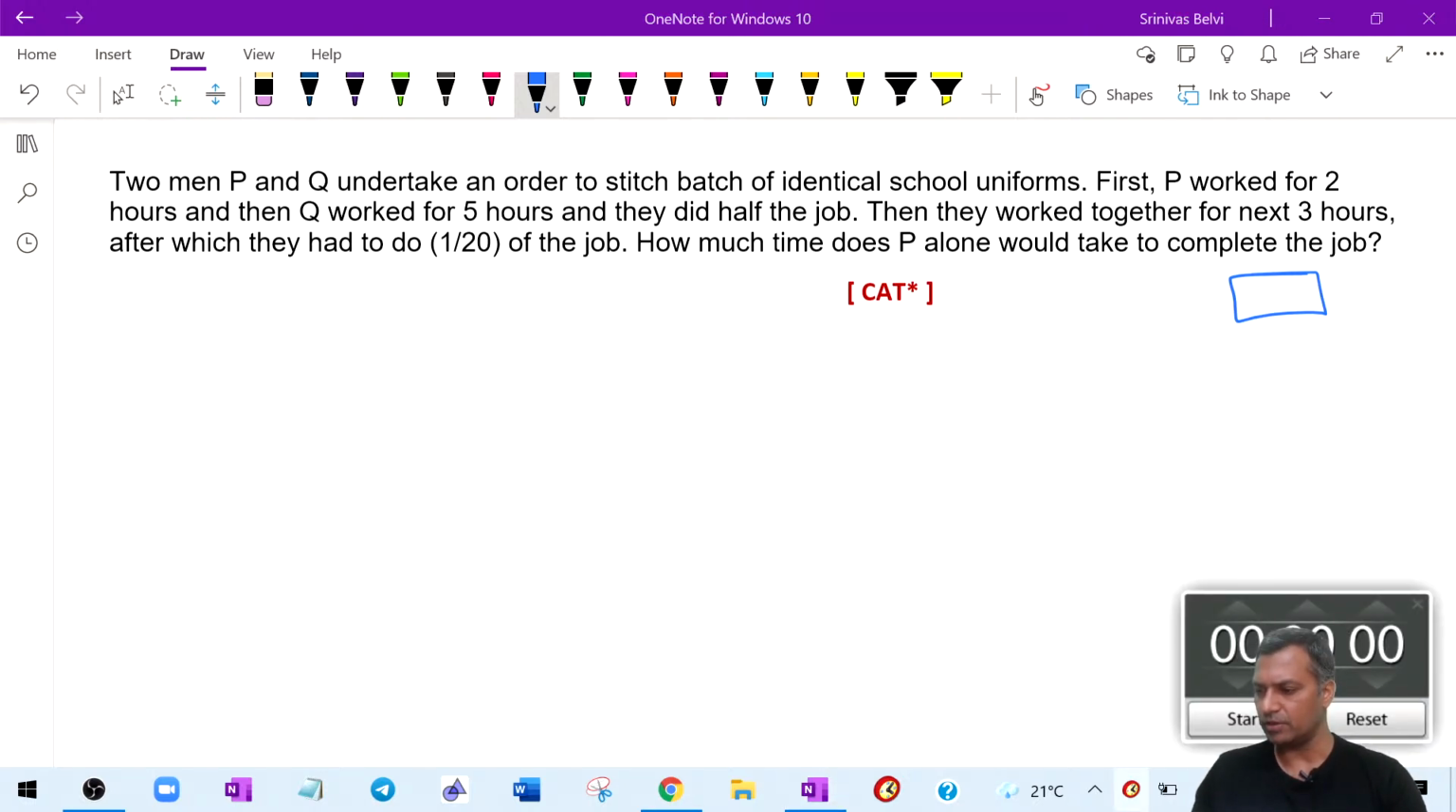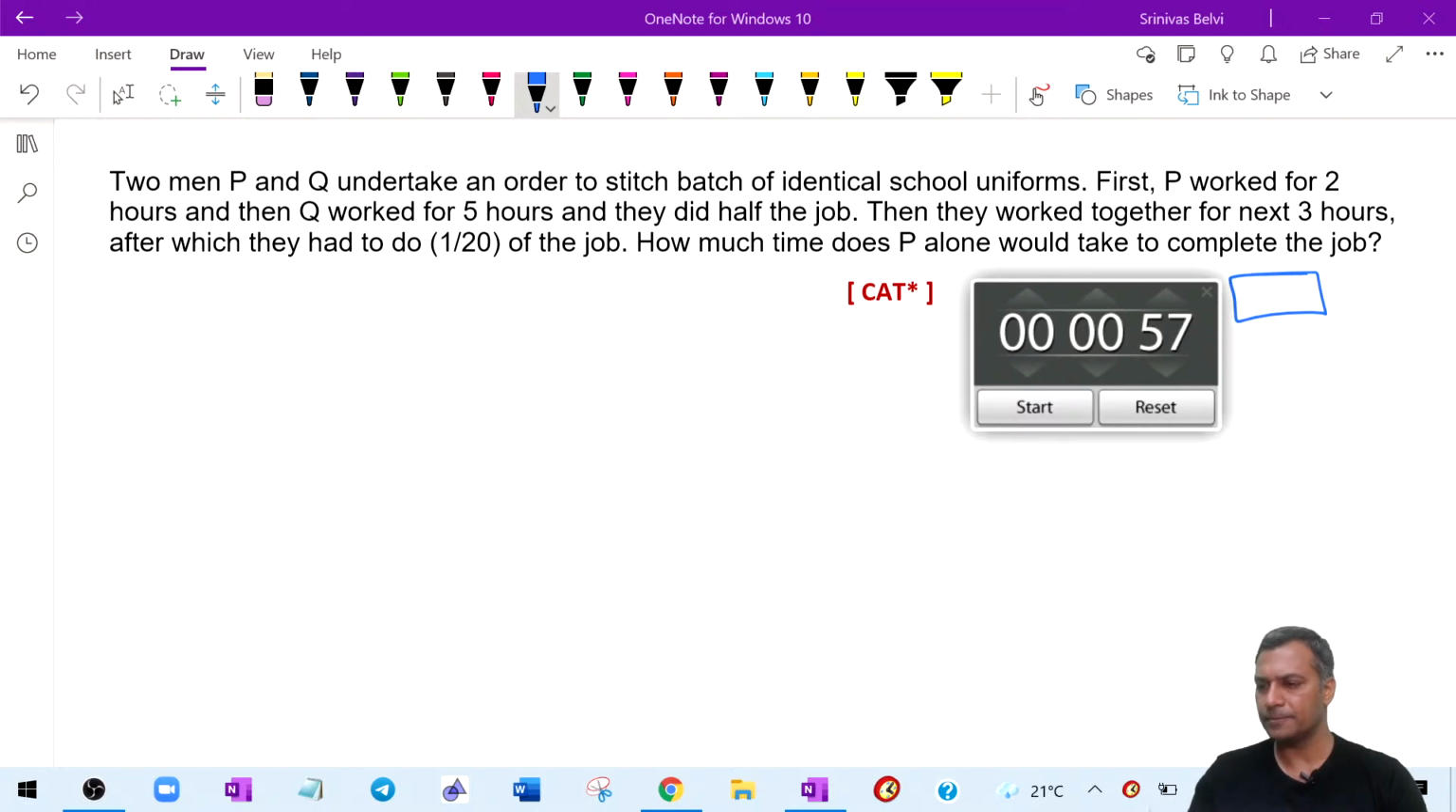Okay, I will put a timer. One more minute. Right, friends, try it. It is all based on efficiency only, but how do you use that parameter? That is what is most important in CAT.